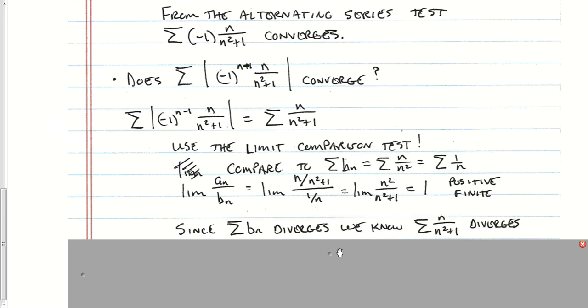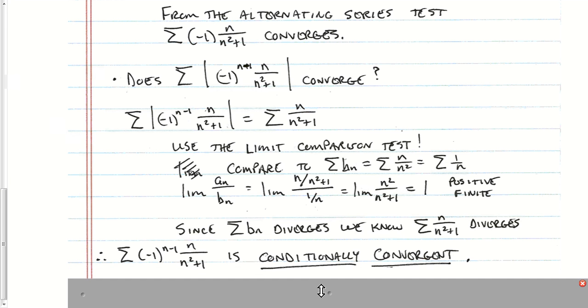Remember, they either both diverge or both converge if the limit of that ratio is positive and finite. And so that tells us our series diverges. Now, you're probably going to have to go back and review how you use the limit comparison test, but that's what we've done, and I've given it in a nutshell here. So here's where we are. The original series converges, but the series of absolute values does not converge, so the original series is said to be conditionally convergent.